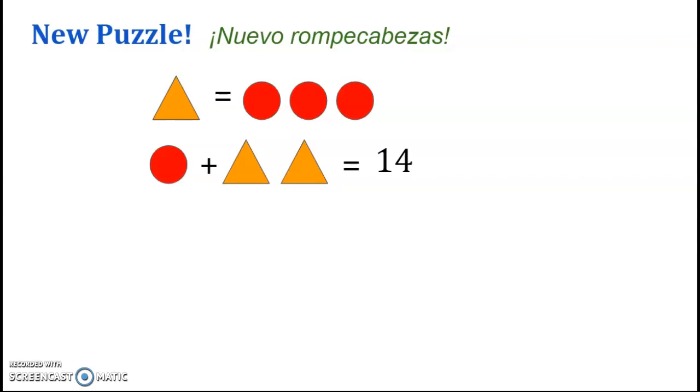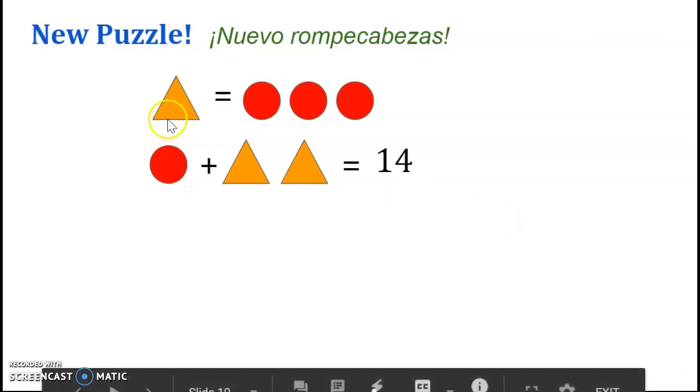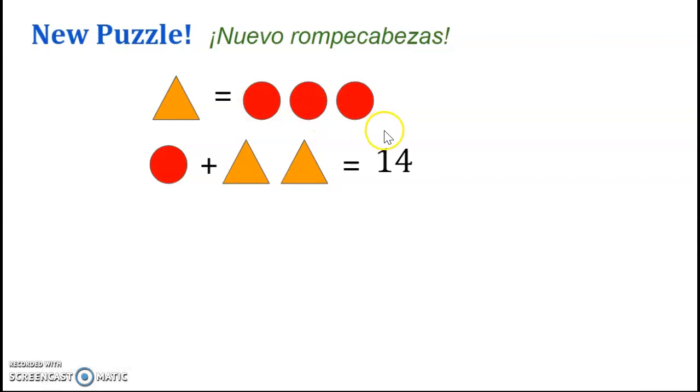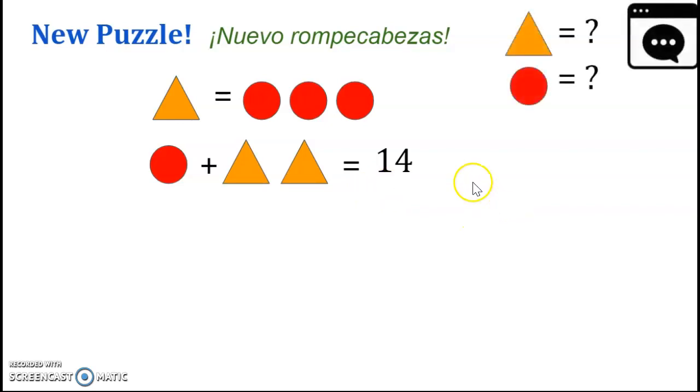Now we are going to try a new puzzle. This time we have a triangle is equal in value to 3 circles. But I also know that circle plus 2 triangles is 14. So tell me in private chat, what do you think is the value of a triangle and what is the value of a circle? Okay, so it gets a little bit tricky, isn't it?